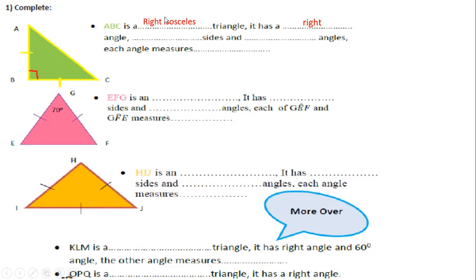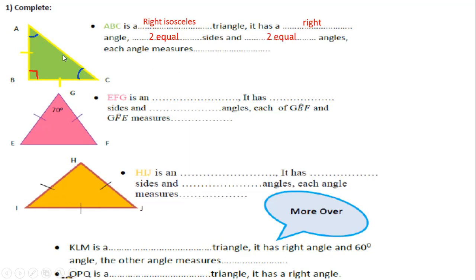So it has a right angle and how many equal sides? 2 equal sides. So since the sides are equal, this triangle is isosceles. What about this angle and this angle? They are equal. So these two angles are equal to each other. So it has 2 equal sides and 2 equal angles.